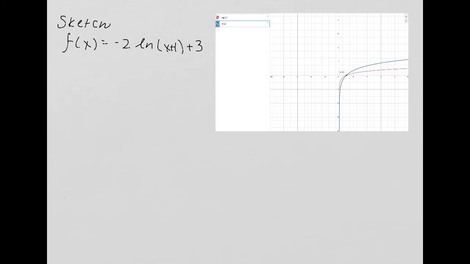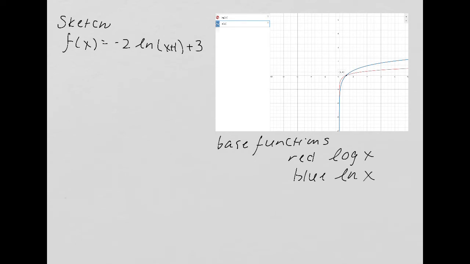Now the way I want to start is I'd like to think about base functions. And I've plotted using Desmos two different functions. The red function is log base 10, so we don't write the 10. And then the blue function is ln, or natural log, and that's base e. For the problem that we're being asked to do, you're seeing the natural log over here. So this is going to be the base function that I care about.